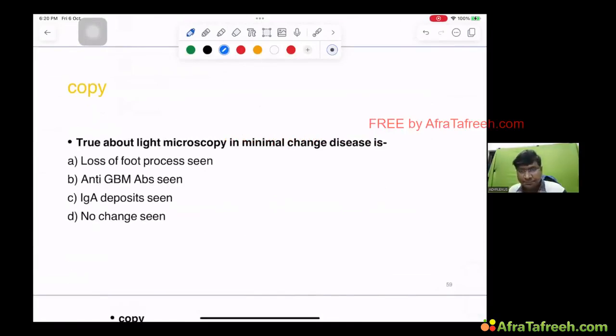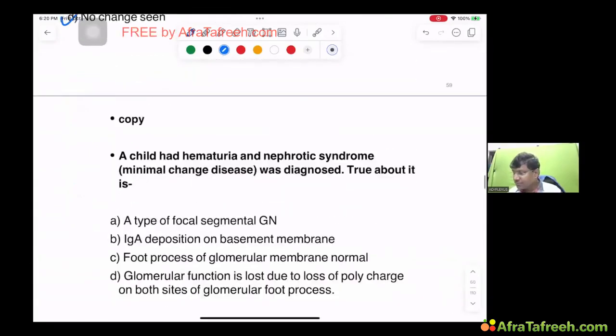Answer. Very good, Vinita. So no change is seen in light microscopy. In minimal change disease, we have discussed that there is no abnormality at all.